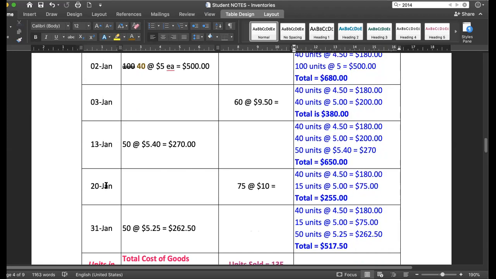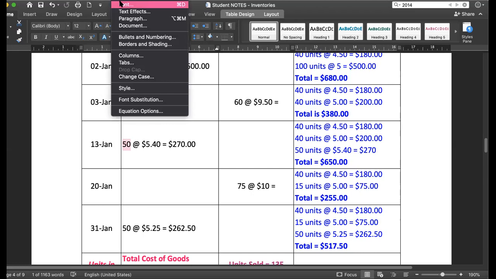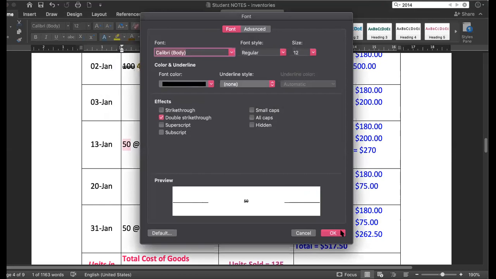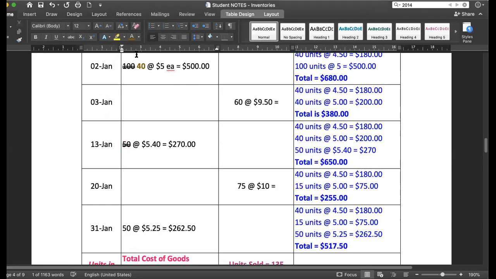Now, on the 20th of January, they sold 75 units. So we're using LIFO. The cost that we will assign to that 75 units is going to be, first of all, these 50 units. They're all sold. They are not left, or at least that cost isn't left. All right, so let me eliminate. So I'll do a double strike through. And after the 20th of January sale, there are none left at the $5.40 price.